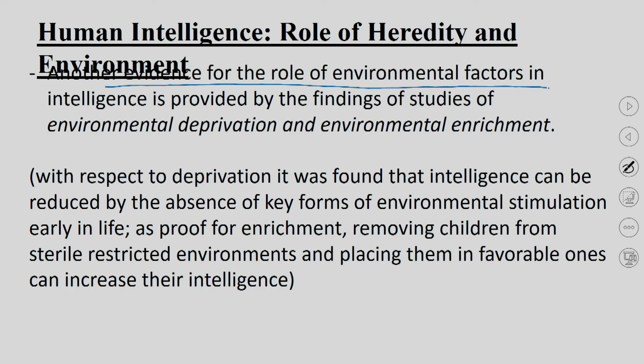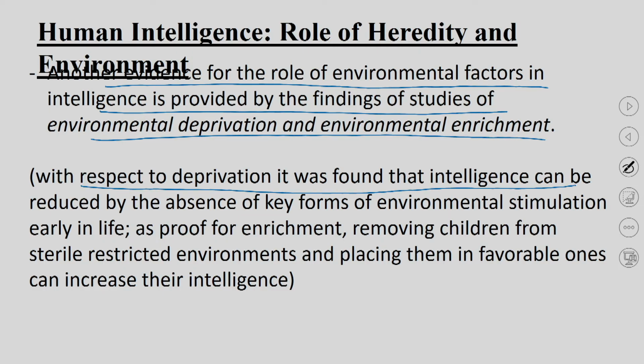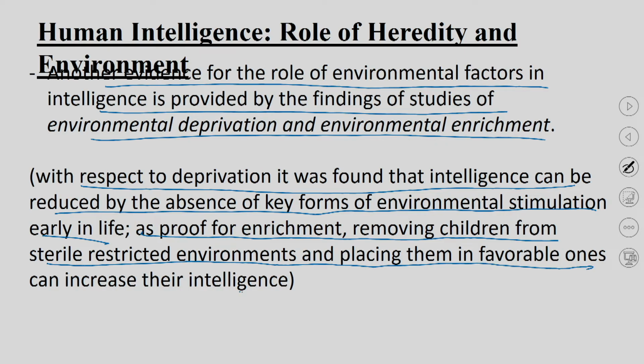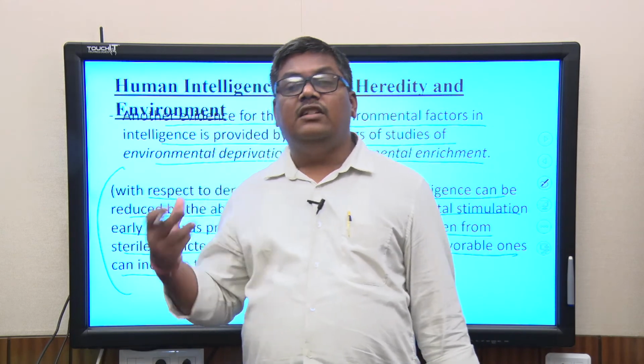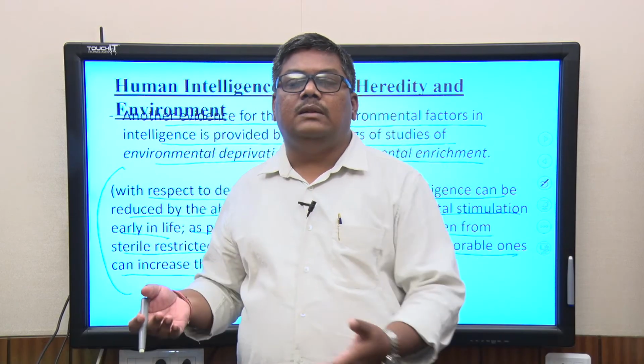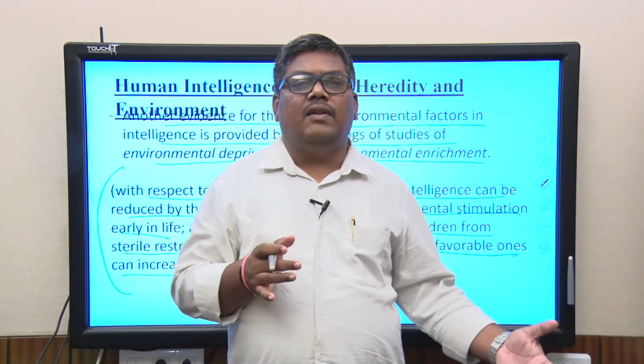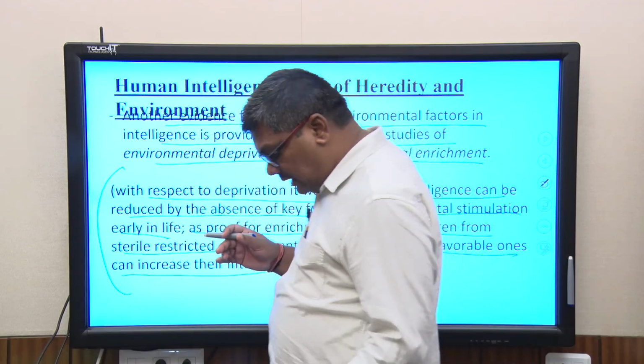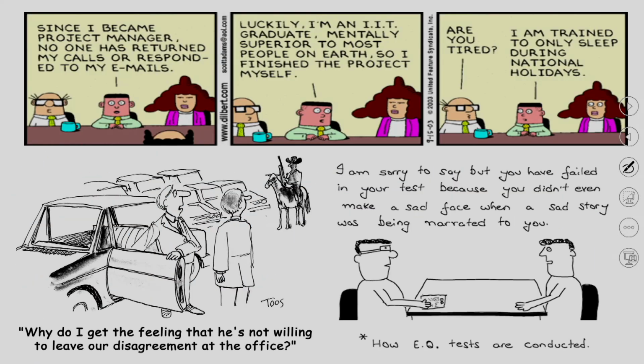Another evidence for the role of environmental factors in intelligence is provided by studies of environmental deprivation and environmental enrichment. With respect to deprivation, it was found that intelligence can be reduced by the absence of key forms of environmental stimulation early in life. As proof of enrichment, removing children from a sterile, restricted environment and placing them in favorable ones can increase intelligence. Children in an enriching environment tend to become more intelligent, but if an intelligent child is taken to a depriving environment, then his intelligence decreases. These are the evidences which are out there.